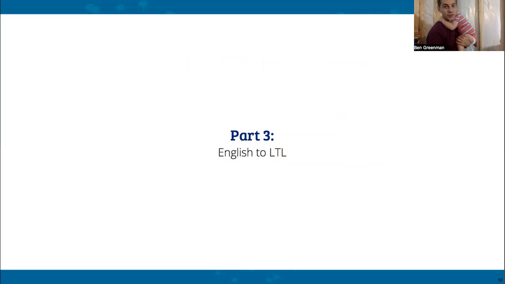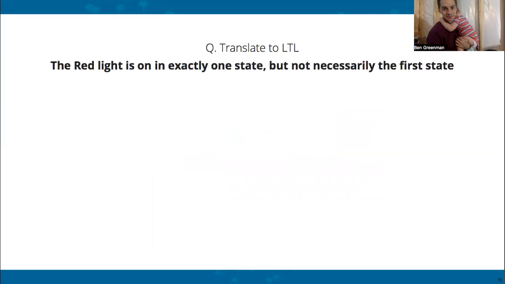Okay, and that's good for part 2. That gives you a sample of what we've been doing. Now, let me show you one example, a part 3 question, translating English to LTL. And there's only one example because these are tougher questions. Translate this sentence to LTL. The red light is on in exactly one state, but not necessarily the first state.